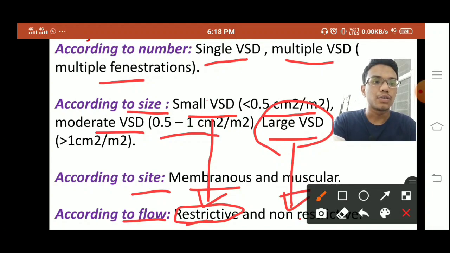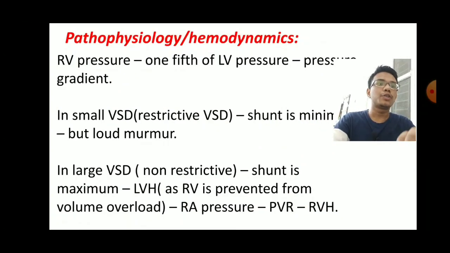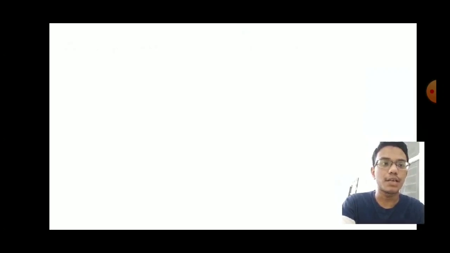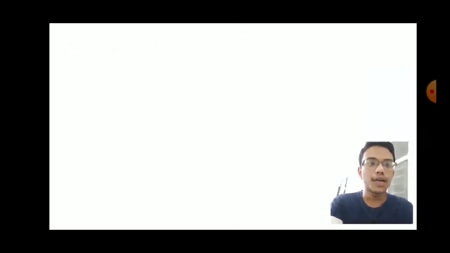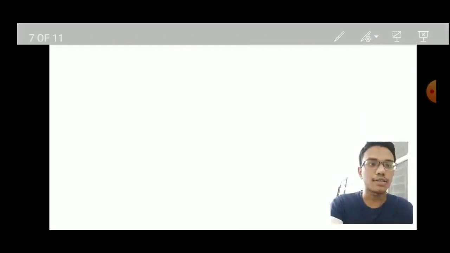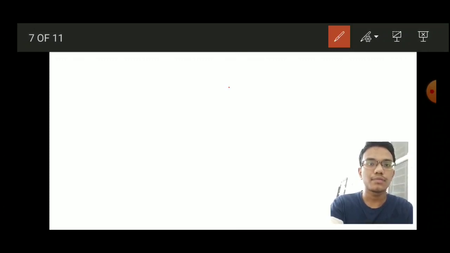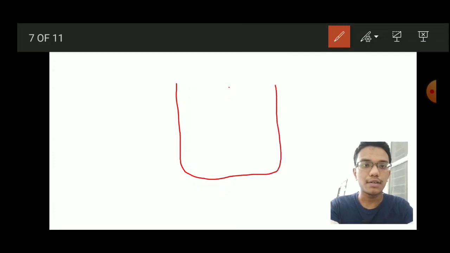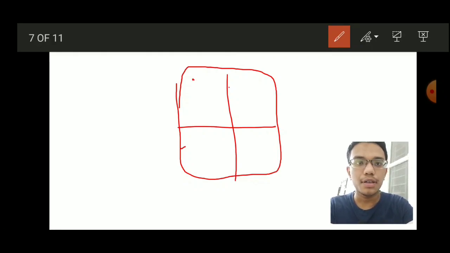Now going to our topic of interest today, that is the pathophysiology, or you can call it hemodynamics. What happens in case of VSD? Let me draw a diagram now. Our diagrammatic representation starts now. This is the heart, and you have the four chambers. Let me write here.